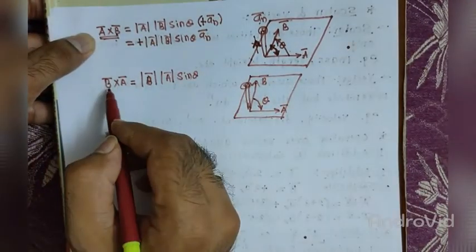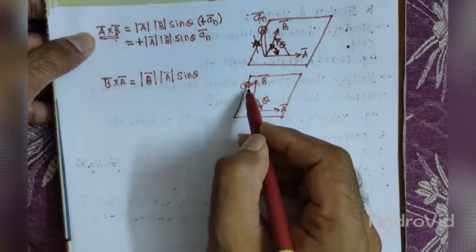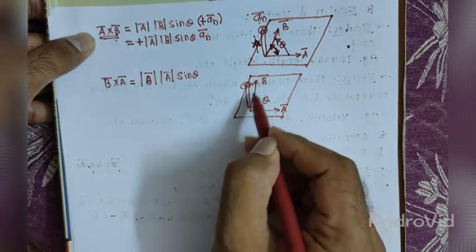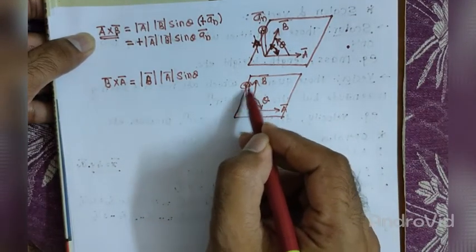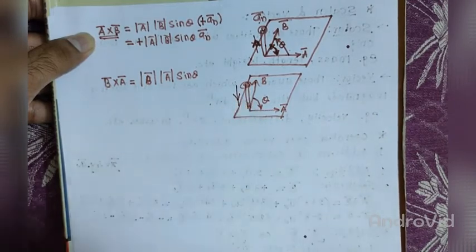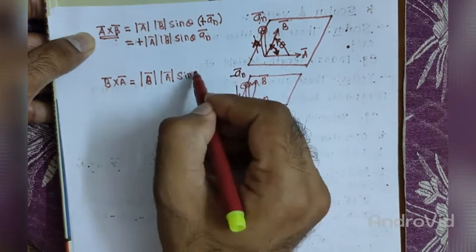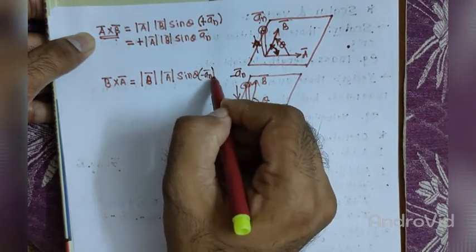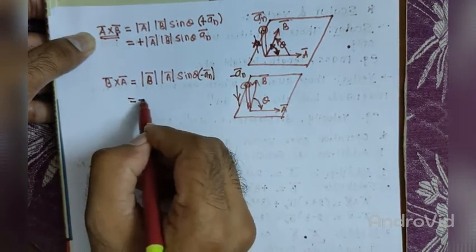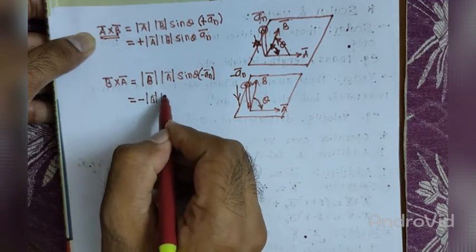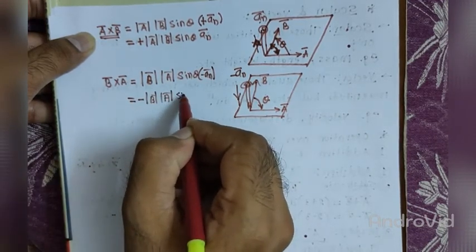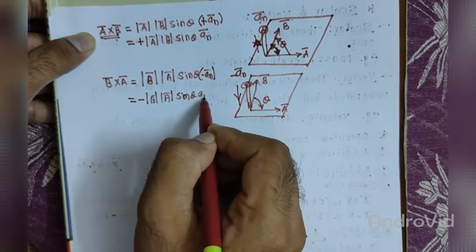Okay, and if it is B cross A, it means this screw is now moving in the clockwise direction. If the screw is moving in the clockwise direction, then it is moving in the downward direction. So it will be minus n bar. That's why we can write minus n bar here. So B cross A is minus mod B mod A sine theta n bar.